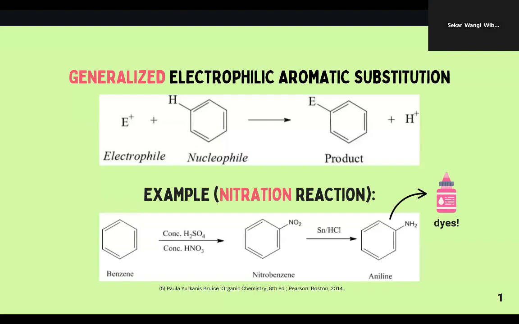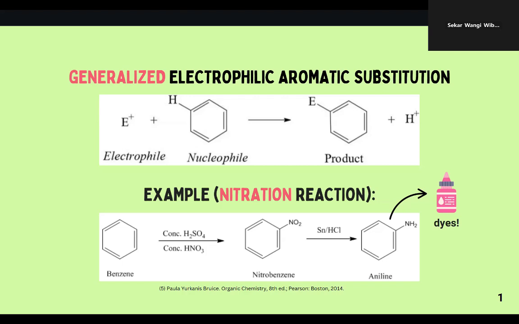On this slide, we see a generalized electrophilic aromatic substitution, known simply as EAS. You can see there's an electrophile, which is positively charged, and it reacts with a benzene ring, which in this case reacts as a nucleophile, and the electrophile gets attached to the benzene ring by the EAS reaction.